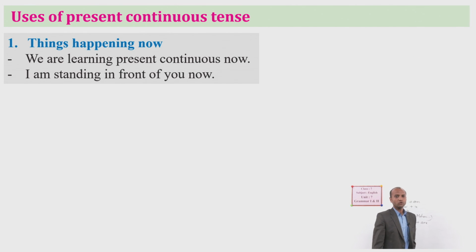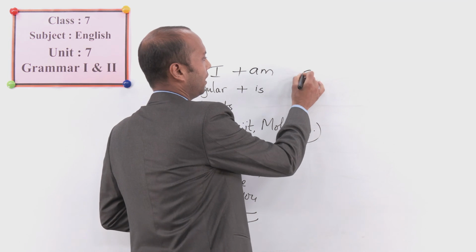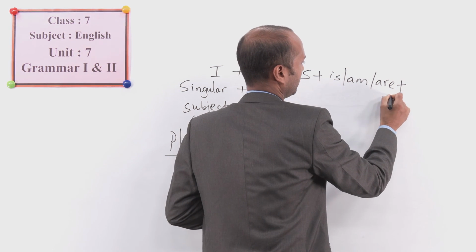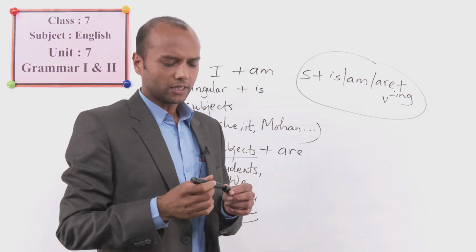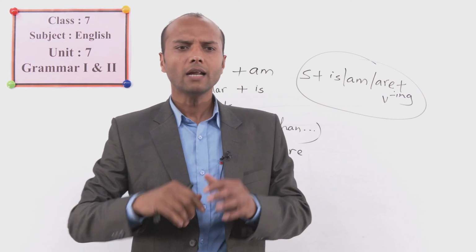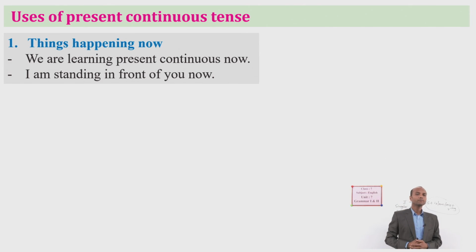Now, I'm going to shortly discuss how and where you have to use present continuous tense. Subject plus is, am, are plus verb with ING construction. The first thing is things happening now. For example, we are learning present continuous tense now. I'm standing in front of you. So these two are the things that are happening now.